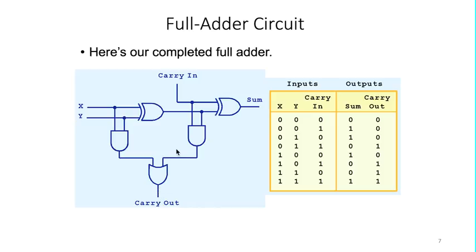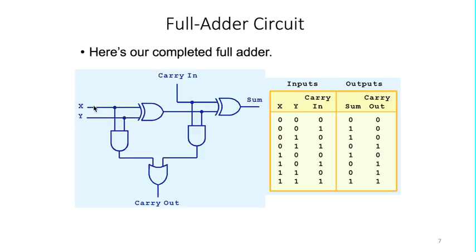Okay, so let's see if the constructed circuit produces the truth table of the full adder we discussed before. Okay, so let's say x equals 0, y equals 0, and carry in equals 0. So we have the 0, 0. The output of the XOR gate right here equals 0, and with 0, 0, the output equals 0. Okay, so the sum of the full adder equals 0.